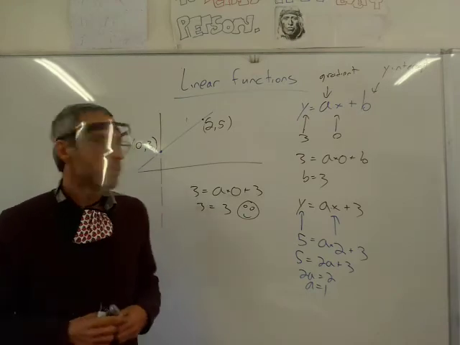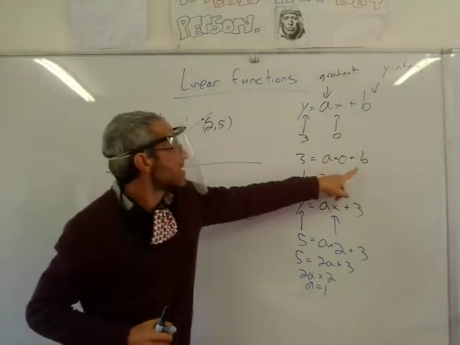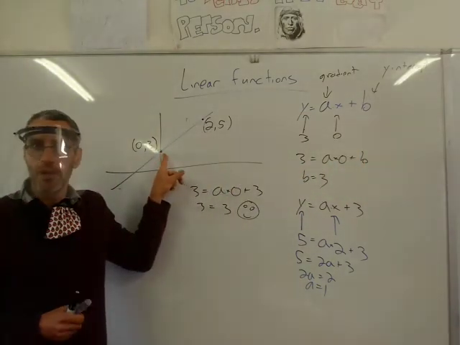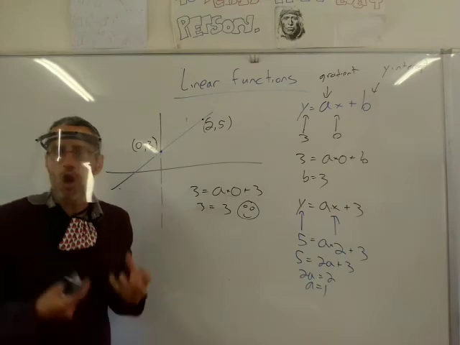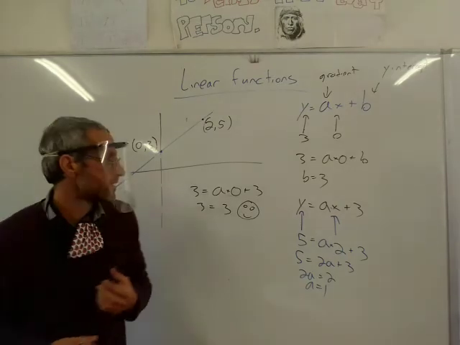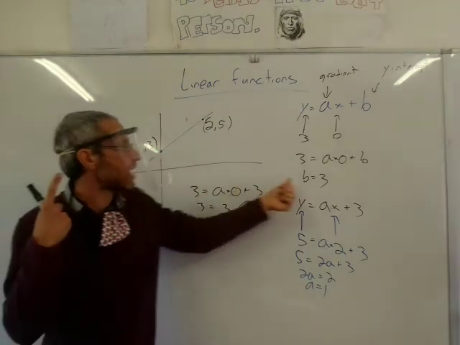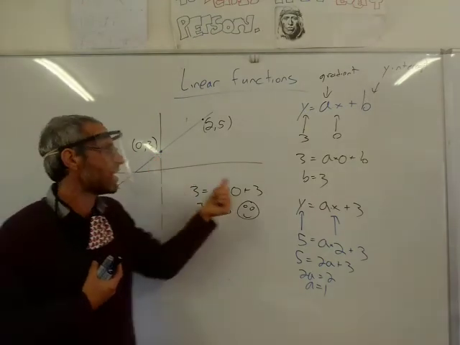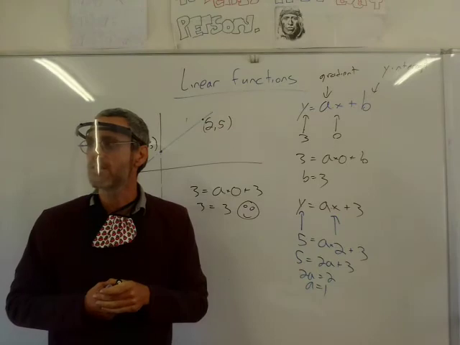Why can't I use it? What's going on here? To get that b is equal, how did I calculate b? I used that point. Now there's a kind of rule: you can't use the same information twice. I used that point once to find out b. I'm not going to be able to use the same information, the same coordinate, to find a. I need to use the other coordinate.